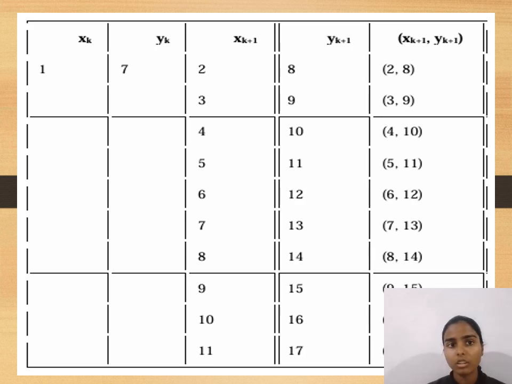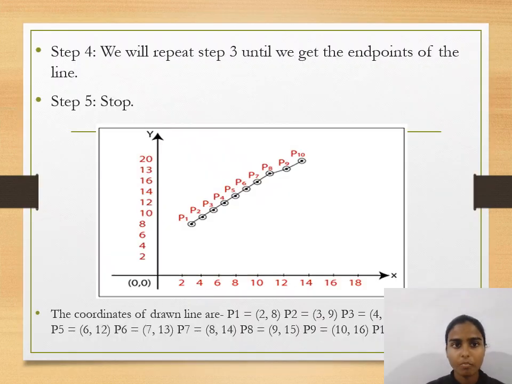For this graph and slope in this picture, we have to find the 10 values. We put xk and yk, then we find the values of xk plus 1 and yk plus 1. We put the values until we can't satisfy the condition, until we get the final answer at the ending point 11 and 17. Next, we will repeat the step until we get the endpoint of the line.